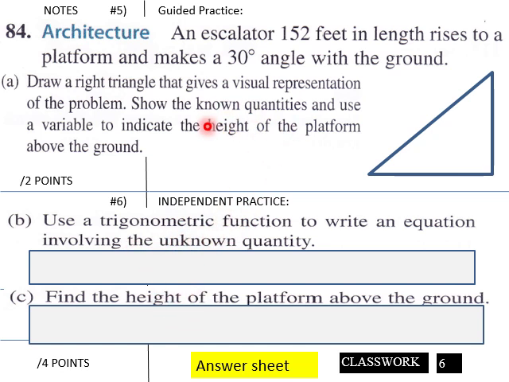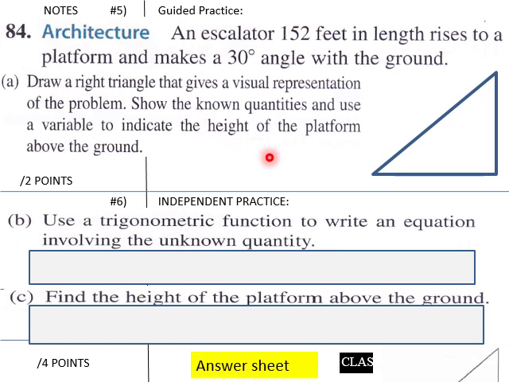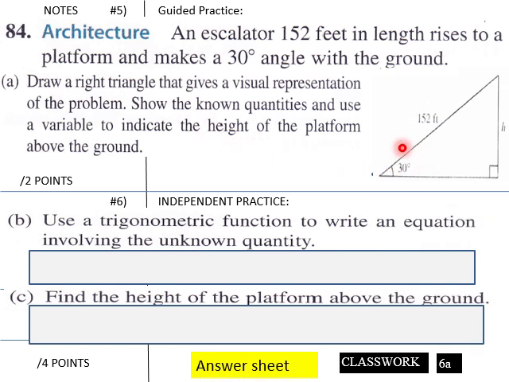So up here, draw a right triangle. This would be a good diagram of your issue here. You've got a 30-degree angle with the ground, and then your escalator would be 152 feet. So that would be a visual of the problem. And then use the variable to indicate the height. So we basically want to find this over here.